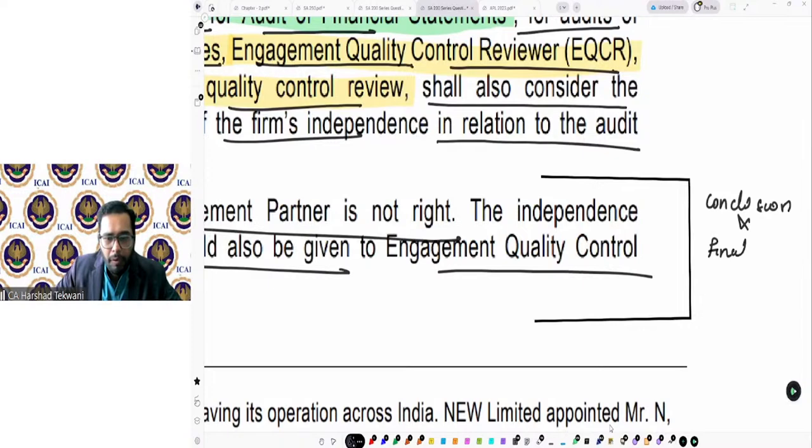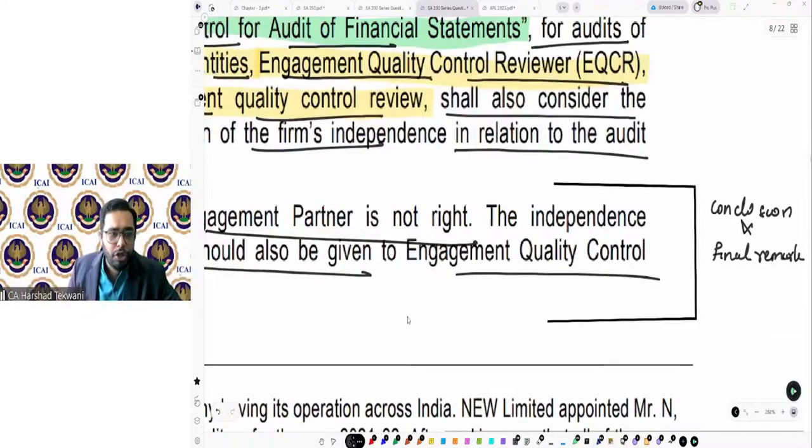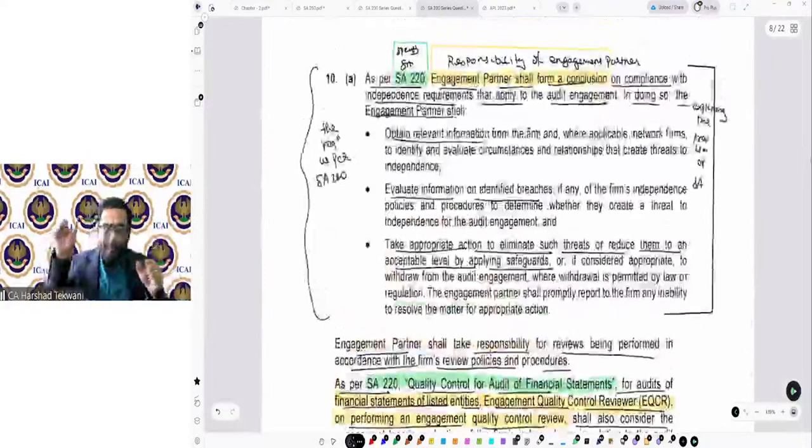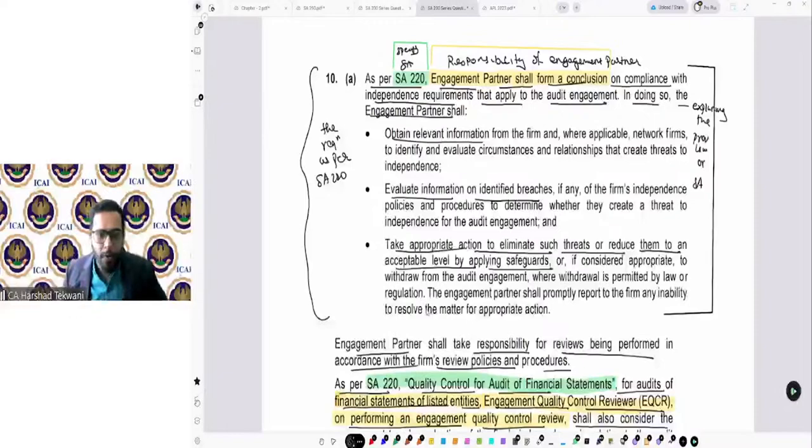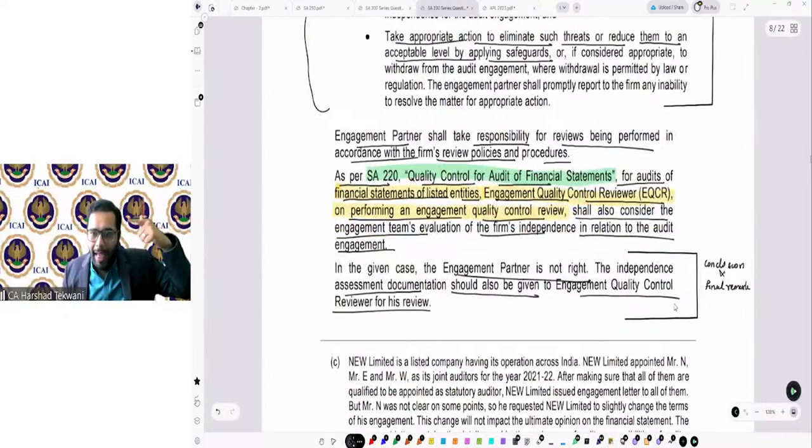Conclusion or final remarks, I'm giving over here. So this is how I'm writing the answer. I'm specifying the essay, the provision, whose responsibility it is, and then I'm going on to the conclusion. Provision, explanation, conclusion. These will be the three steps: provision, explanation, and then conclusion.